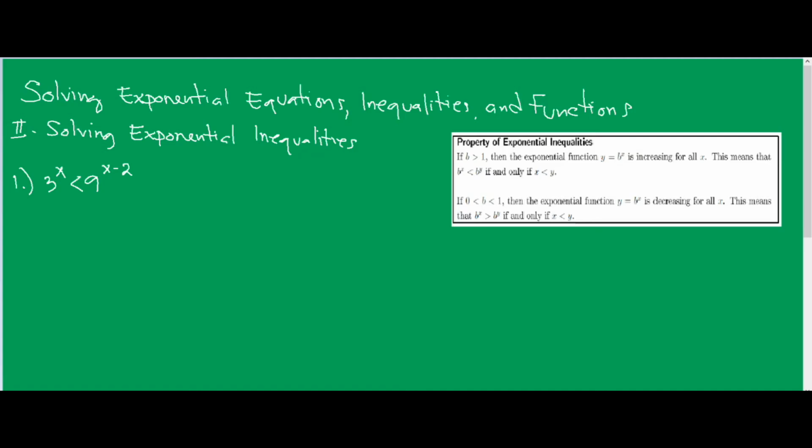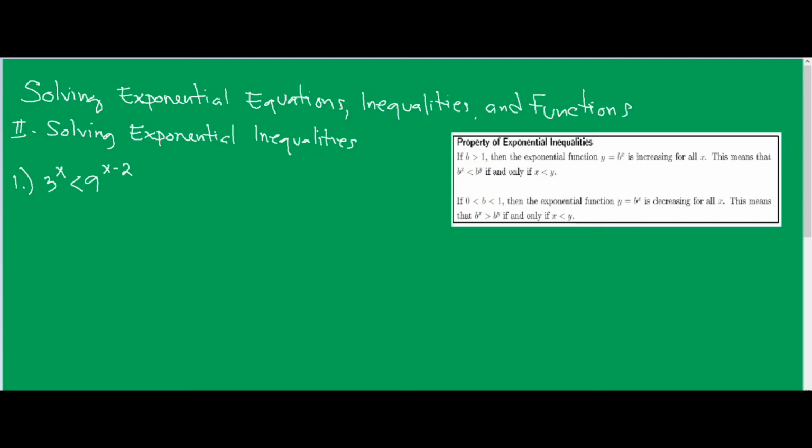If our base is between 0 and 1, then exponential function y equals b raised to x is decreasing for all x. This means that our inequality is going to reverse its direction. So, magbabago po siya ng direction. So, from less than, it will become greater than. Kung greater than naman siya, magiging less than naman. So, for you to able to understand more, mamaya, ibigay tayo ng example wherein the base is between 0 and 1. But for now, ito muna yung sagutan natin.